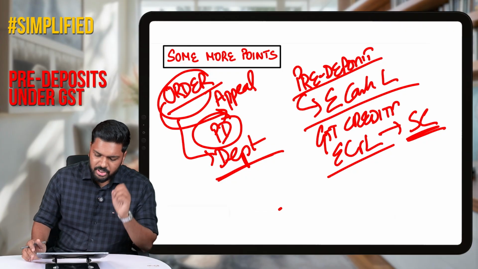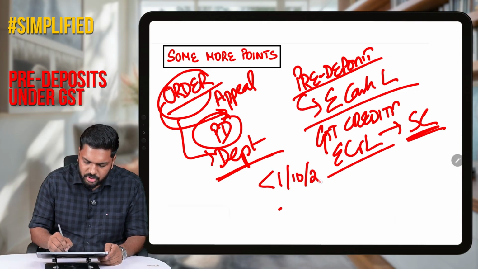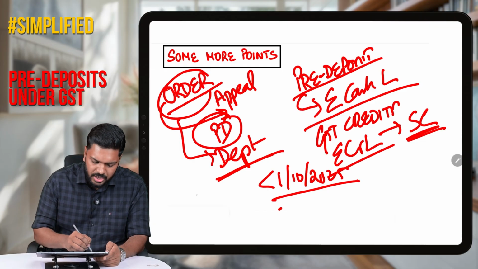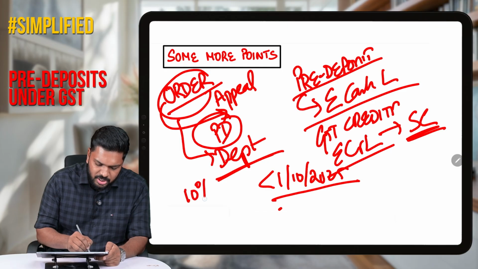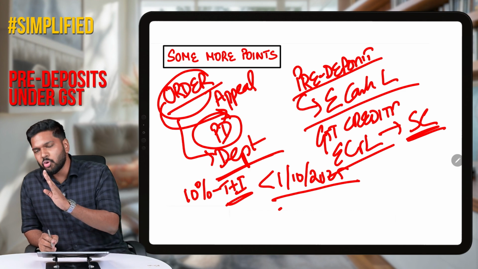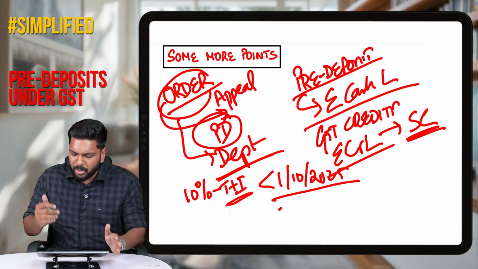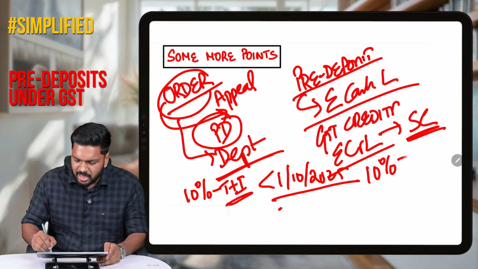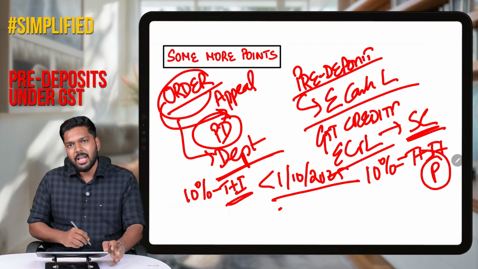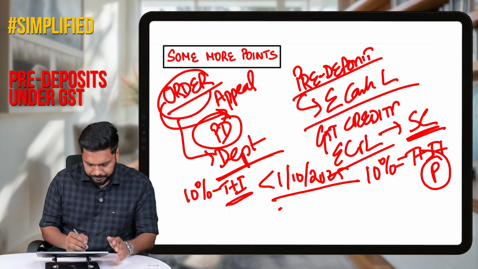Number three, the point that you should remember here is that for any appeal filed prior to 1st October 2025, your pre-deposit was 10% of the disputed tax and interest only. But for any appeal filed after 1st October 2025, regardless of when the order was received, the pre-deposit amount is equal to 10% of tax, interest, and even penalty. So the only change here is that penalty was not there before; after October 25, it is very much there.